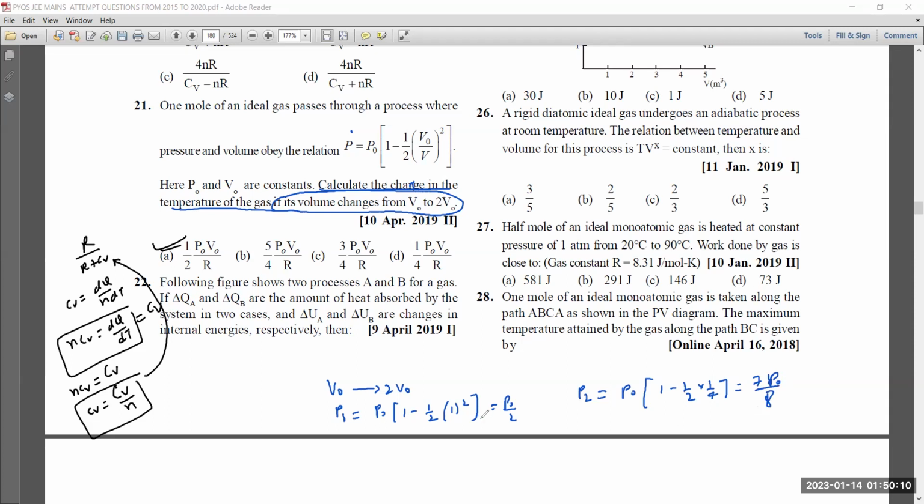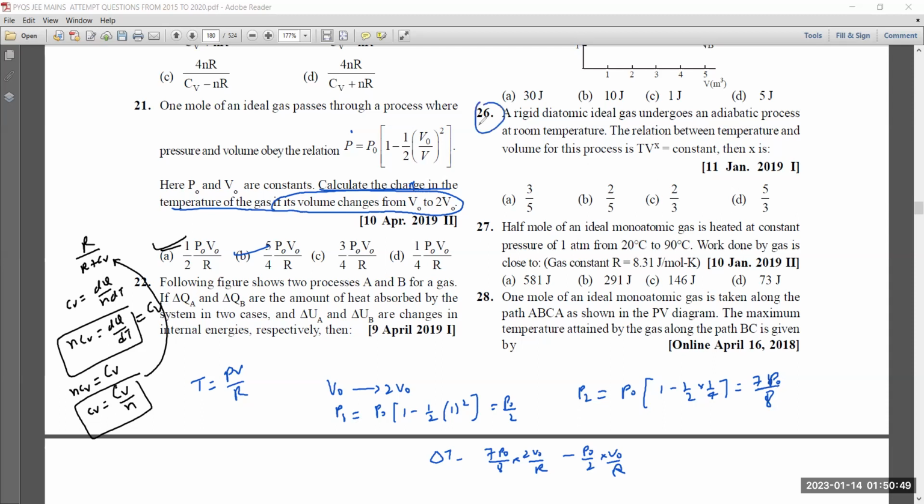Correct? And then write the ideal gas equation, because anyway they want the change. So T equals PV by nR, n is given as 1. So delta T is how much? P2 V2 minus P1 V1, 5 by 4 P naught. Simple. Such kind of questions will be very easy, not at all difficult.